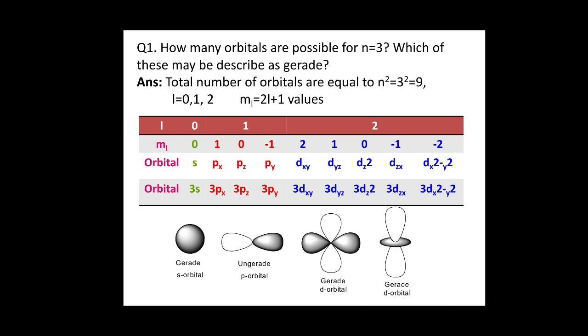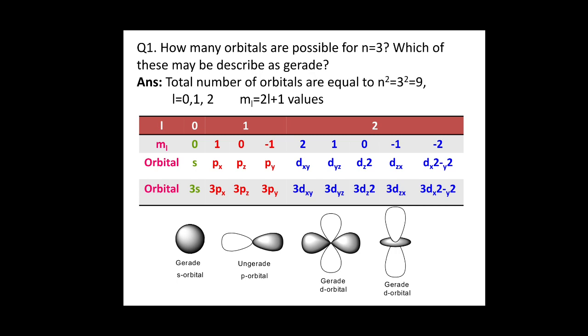Now for a particular shell, the number of orbitals it can have is n square. If you have n equal to 3, the number of atomic orbitals it can have is 3 square, which is equal to 9. This is the answer to the first part of the question, from the direction of the formula. By using this formula you can get this answer.